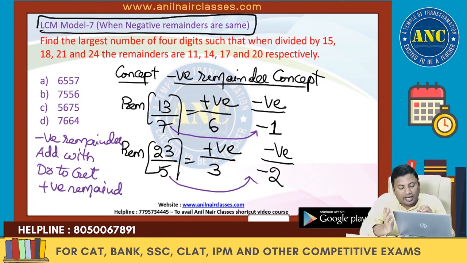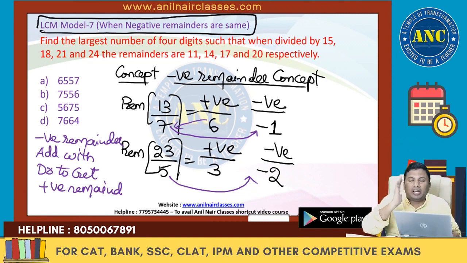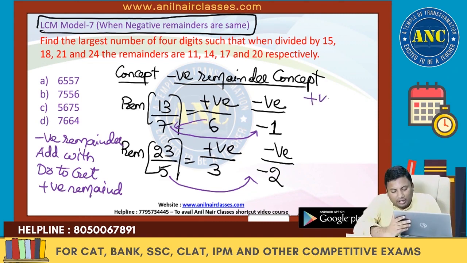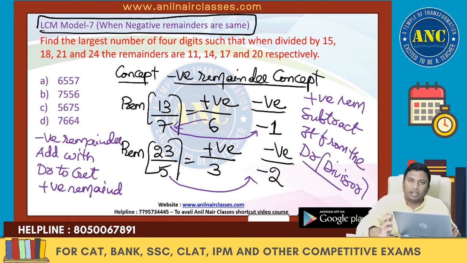If you want the negative remainder, subtract the positive remainder from the denominator. Negative remainder, add with the denominator. Positive remainder, subtract it from the denominator or the divisor. The denominator is the number which is dividing the numerator, so the denominator can also be called the divisor.